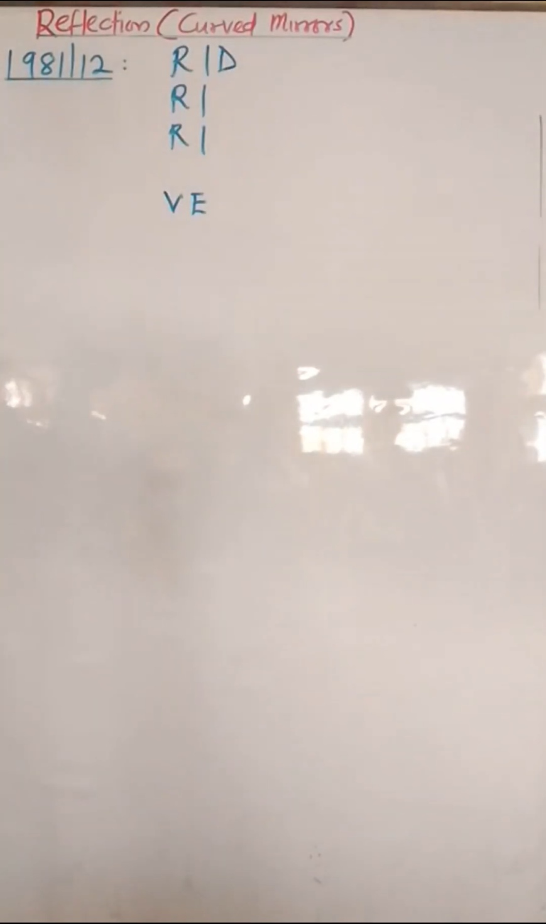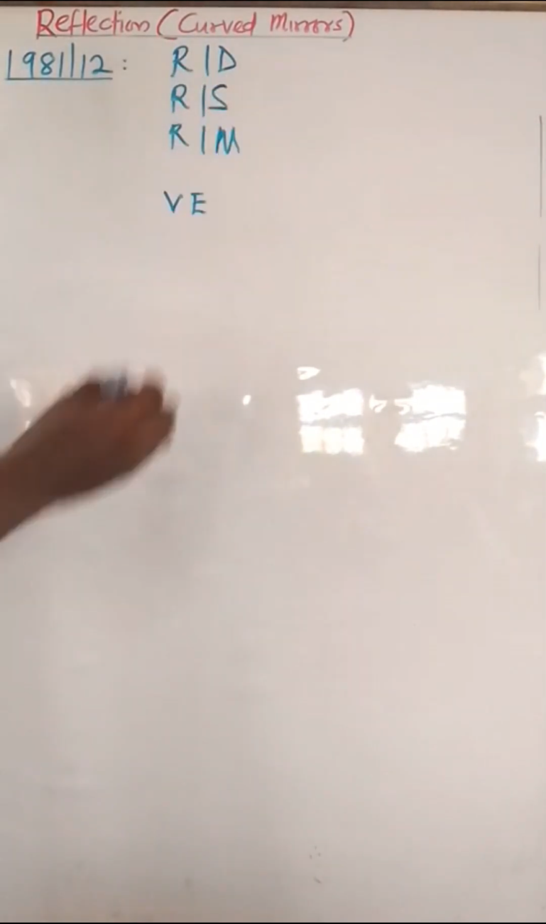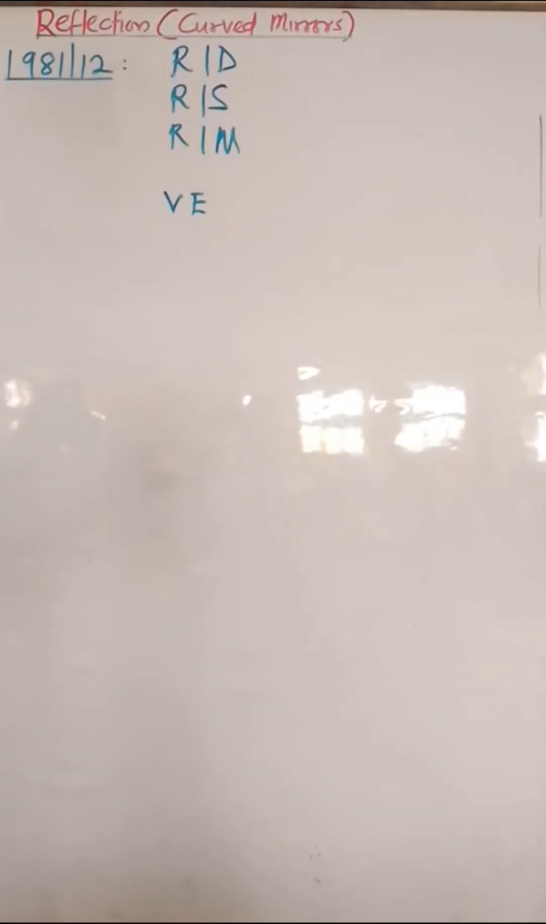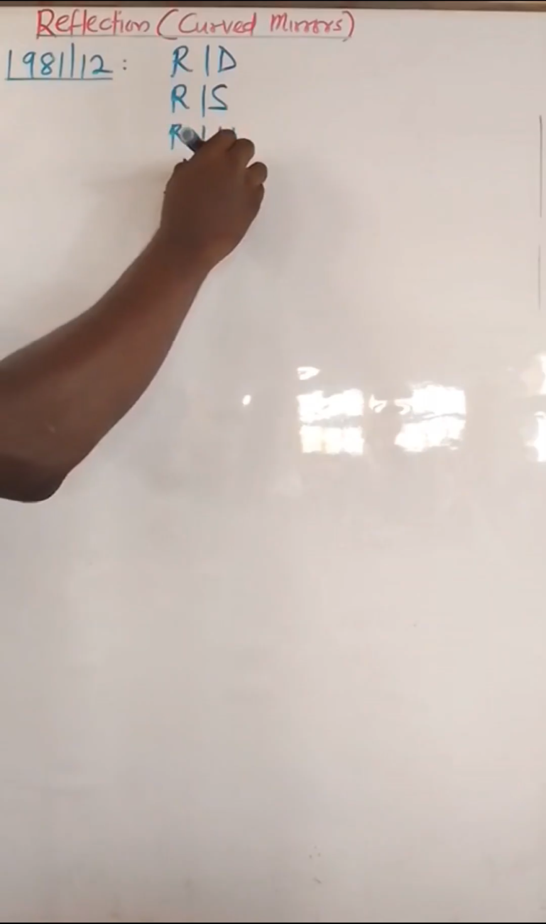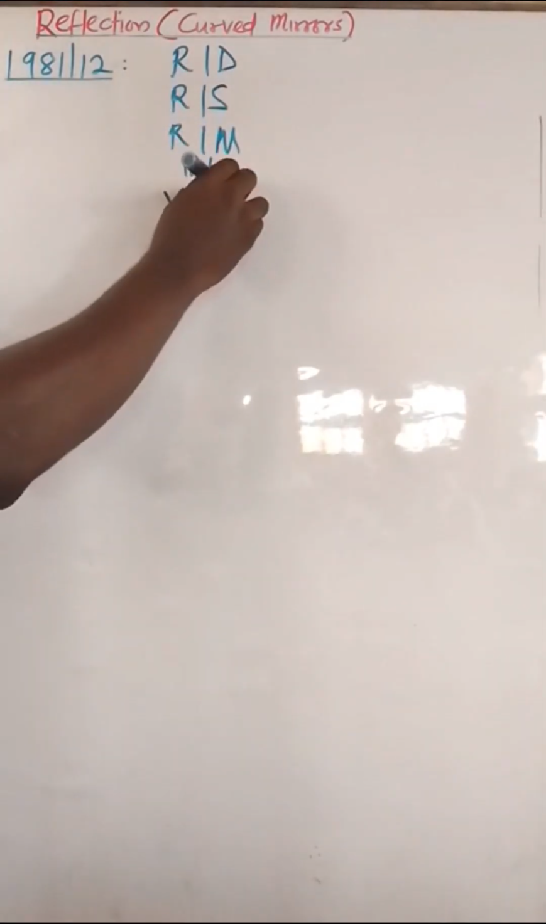Diminished. At the center of curvature, it has the same size. Between the center of curvature and the principal focus, it is magnified. On the principal focus itself, the image will form at infinity. Then, when we move it closer to the pole, it's magnified.